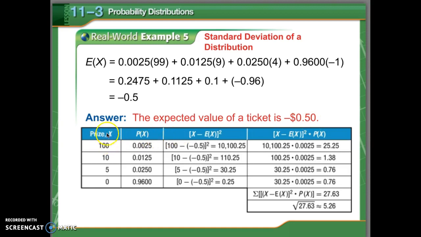What you're going to do is work from a table. We have our x values, we have our probability of it happening, we have the x minus the expected value, and then squaring it, get these numbers. Then we take these numbers, we multiply them by the probability, and we get these numbers. Then we're going to add up these 4 numbers to get 27.63. That's the variance. Then we square root that, we get 5.26 as the standard deviation.